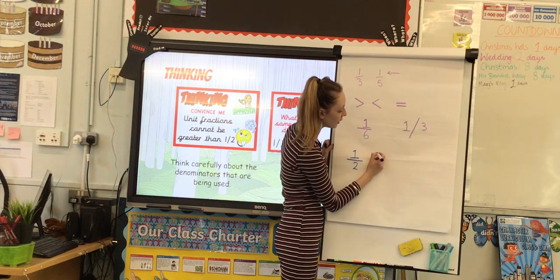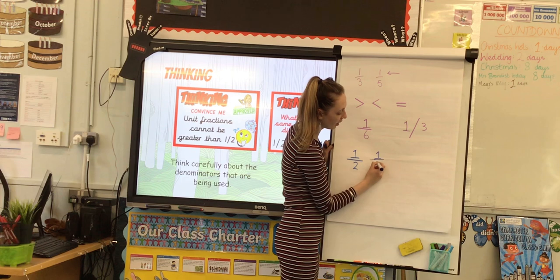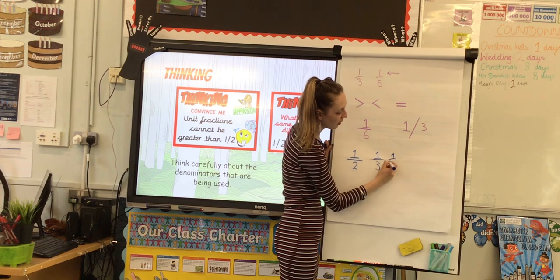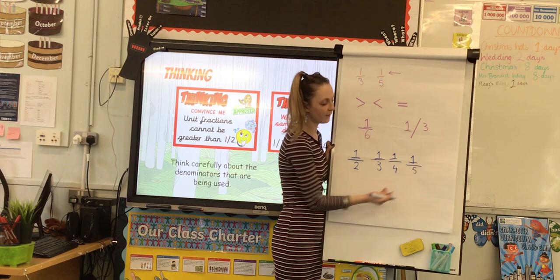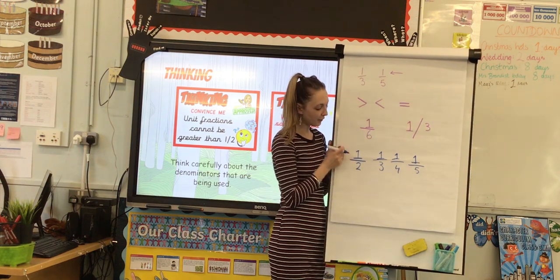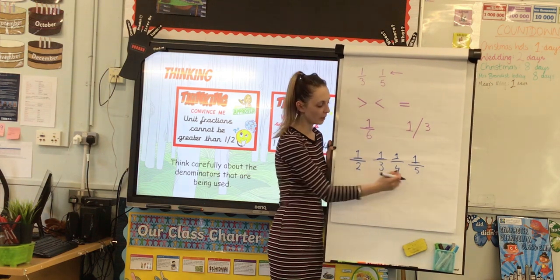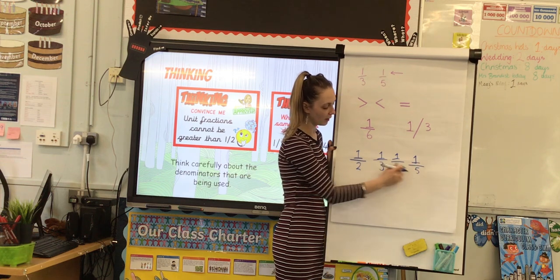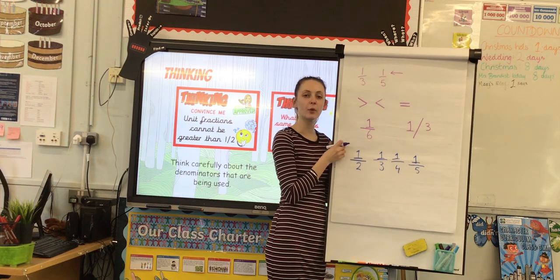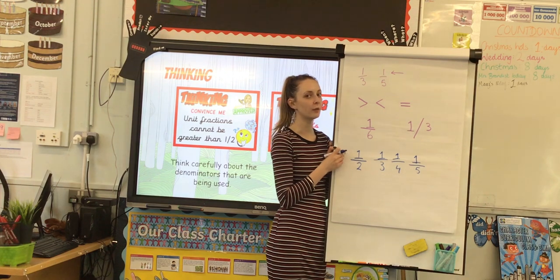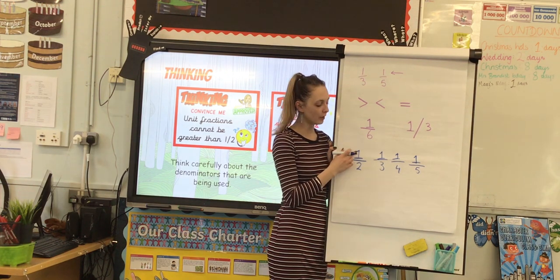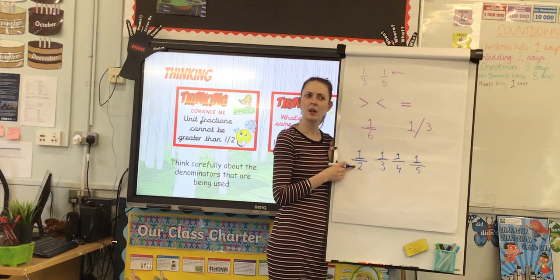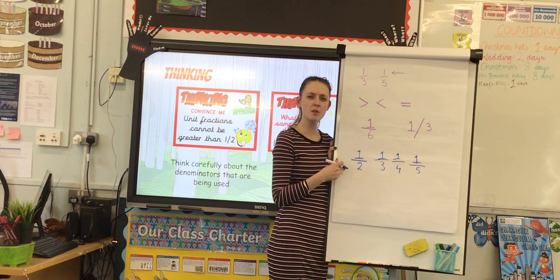Let's have a look at some other unit fractions. I've got 1/3, 1/4 and 1/5. If I did a fraction this side, so it goes 2, 3, 4, 5, what fraction would come before 1/2? You might need to look back at your fraction rules for this. But what fraction would come before the 1/2? And in which case, would that work? What number is that denominator?